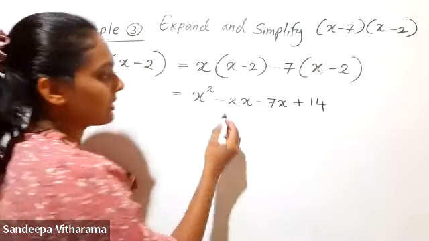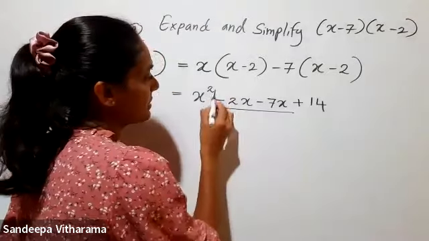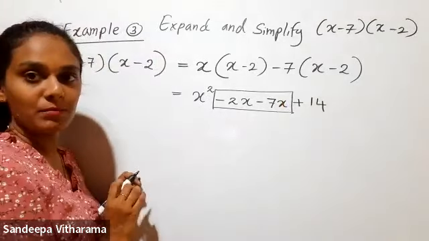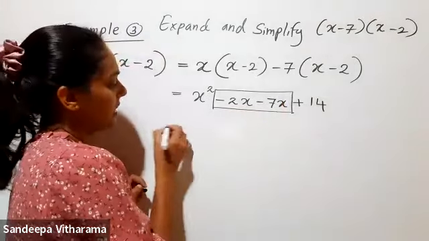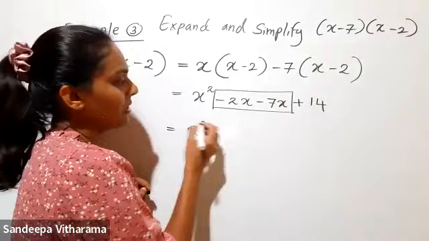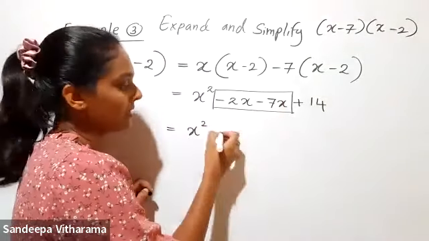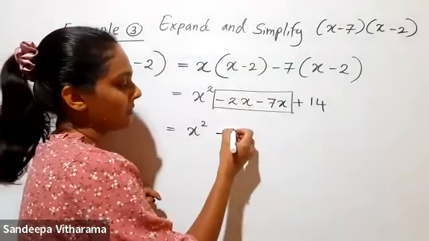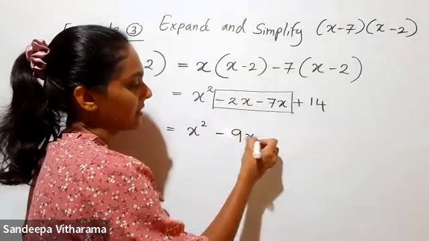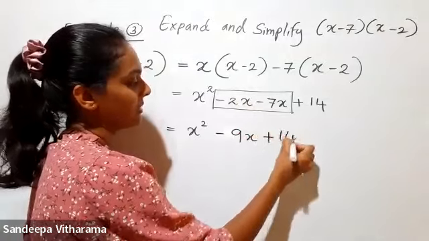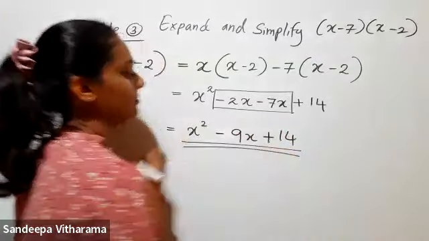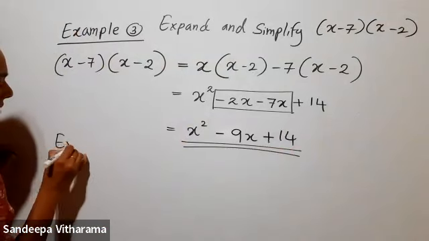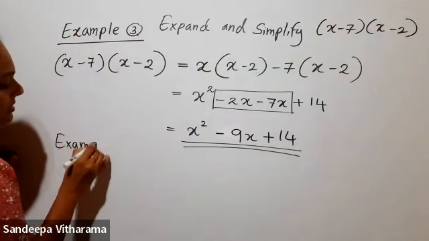Okay. Now you can see same sign numbers together. What do you have to do? You have to add these two and include the sign of the numbers. 2 and 7 gives 9x, and 14. This is the correct answer. Okay, please make your corrections.